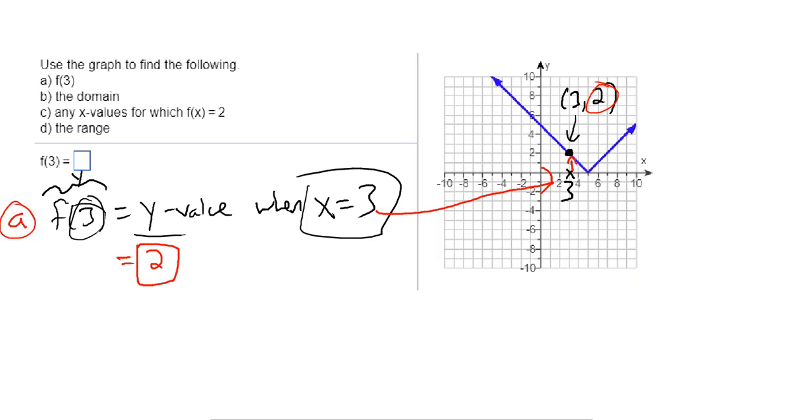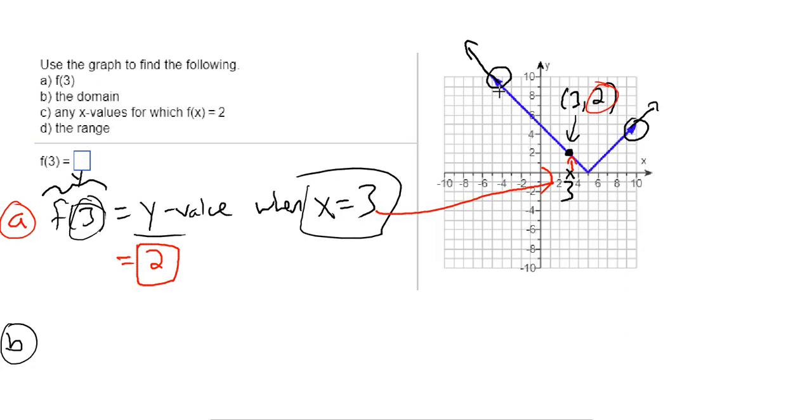Part B, we want to find the domain again, which means we want all the possible values for all the x-coordinates, right? What is it possible for x to equal? What are all the different x-coordinates that occur in this graph? Now, it's important to note that on the end of this graph, we have an arrow, which indicates that it doesn't stop here. It keeps going up and to the left forever, and up and to the right forever.